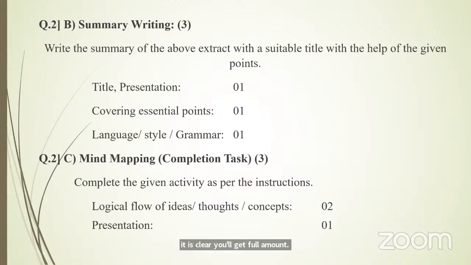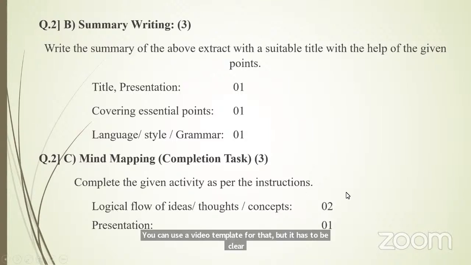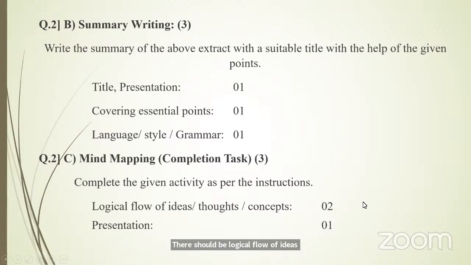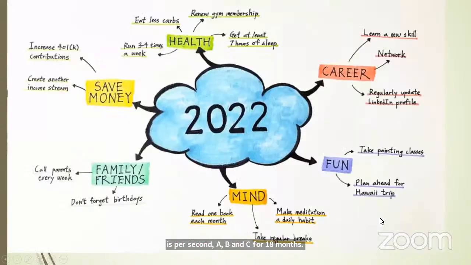Now there is no restriction like note making, that it has to be symmetrical, that it has to be in a given format. Not at all. The freedom is given to you. You can use various templates for that, but it has to be clear. There should be a logical flow of ideas, thoughts, and concepts. And it has to be written in points, not in sentences, not in terms. So that question is for 3 marks. Second question total, that is second A, B, and C, for 18 marks. So this is the example of note making.